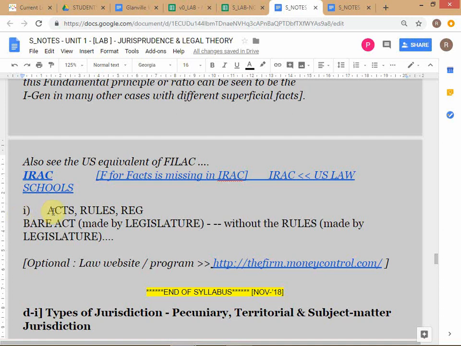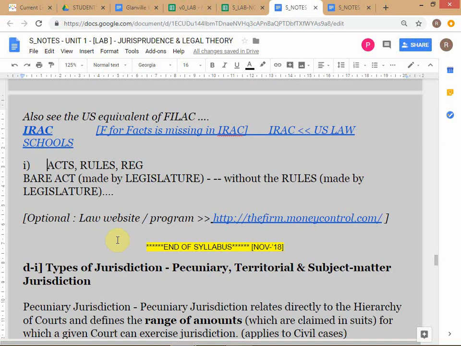The last point that I want to make, which will directly come into the contract law section, is that there's a difference between these terms: acts, rules, and regulations. In the legal system, you'll hear references to what is called the Bare Act. Sometimes when you go to the shop to buy a particular act, he'll ask you whether you want the Bare Act. What does Bare Act mean? Bare Act just means the act only, without the rules and regulations. So this is the term that you have to be aware of.